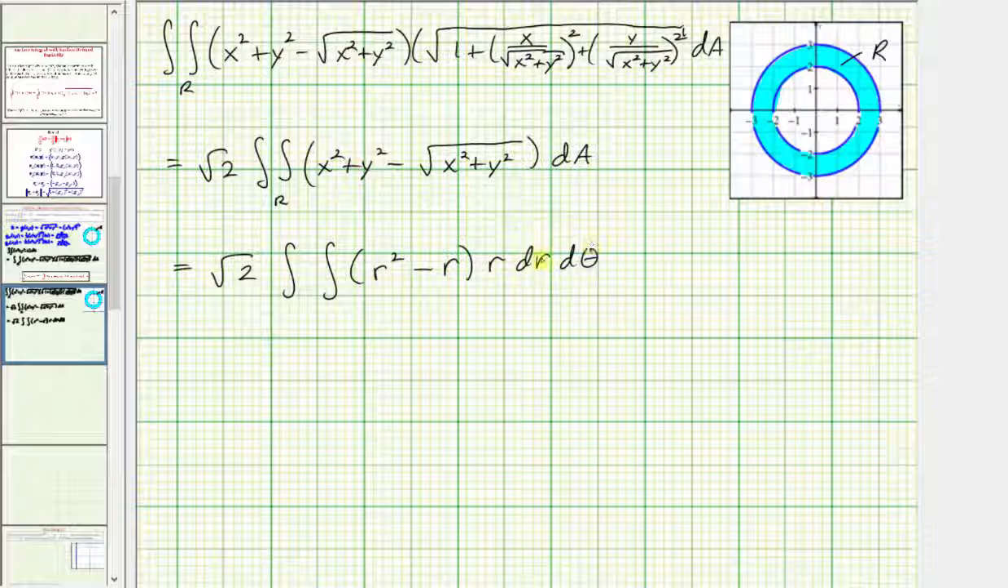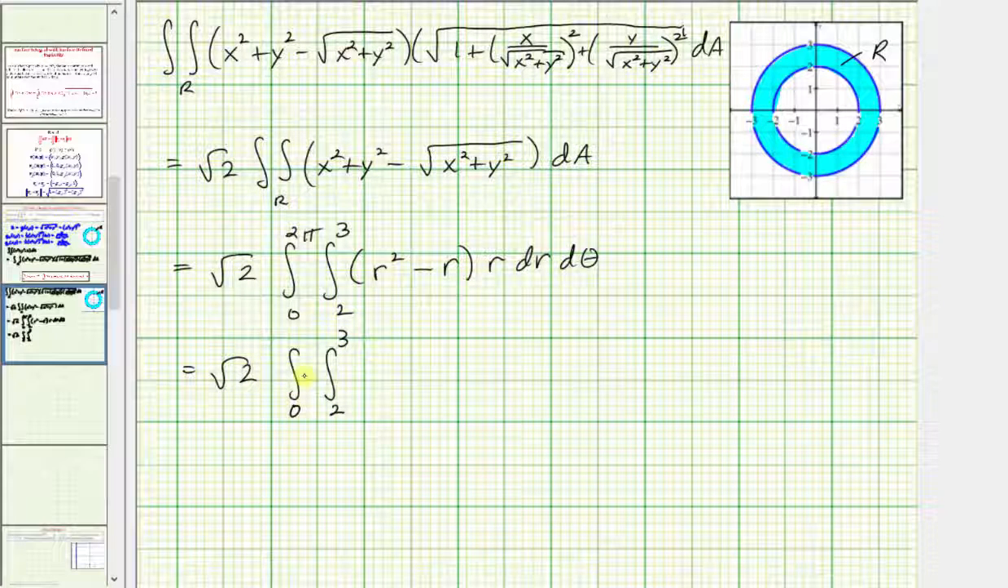And now we'll determine limits of integration for r and theta. Remember, the region R is this bounded region here between the two circles, and therefore the limits of integration for r are from 2 to 3, and limits of integration for theta would be from 0 to 2 pi all the way around the circle. Let's go and distribute the r. So we have the square root of 2 times the double integral, and we'd have r to the third minus r squared dr d theta.